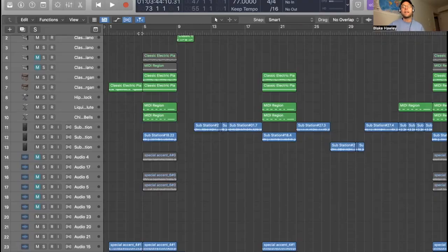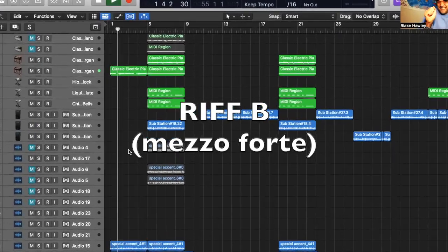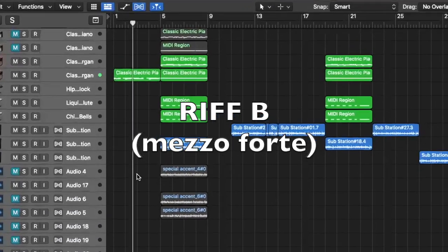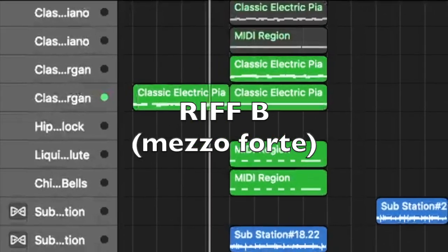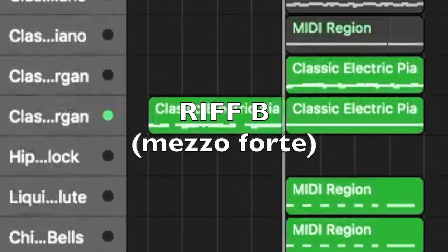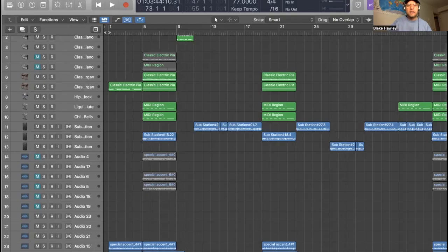Now riff B is the riff where there's many variations, okay? And by variations, I don't mean within the riff, I mean within the dynamic. Right? So riff B has 3 or 4 total dynamics, doesn't even matter, but it's like, okay, let's listen to one dynamic of riff B, right? So this is the intro.